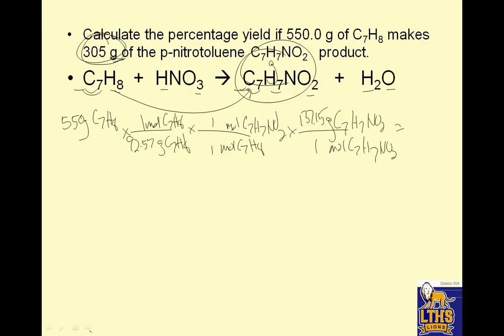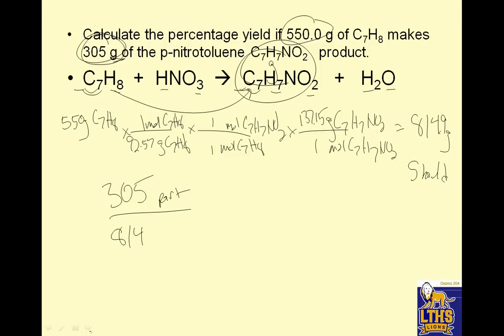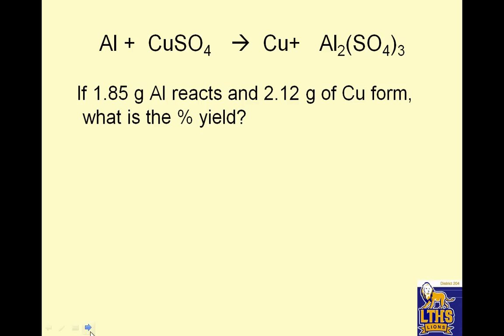So 550 divided by 92.57 times 137.15 is 814.9 grams, with 4 sig figs. So this is how much I should get. That's what math says I should get. But in reality, I got 305. So 305 is my part, and 814.9 is my total. That's how much I should have gotten. Times 100%. 305 divided by 814.9 is 37.4% yield. Now, that sounds terrible, but actually, it's not so bad. Sometimes that's what you get, and you're happy to get that. You do different things to increase your yield, but that's about it.